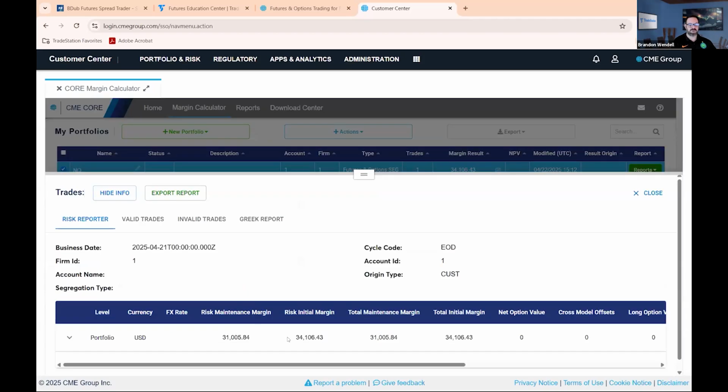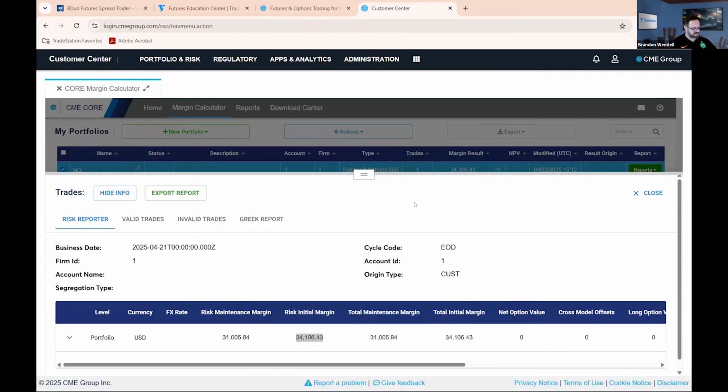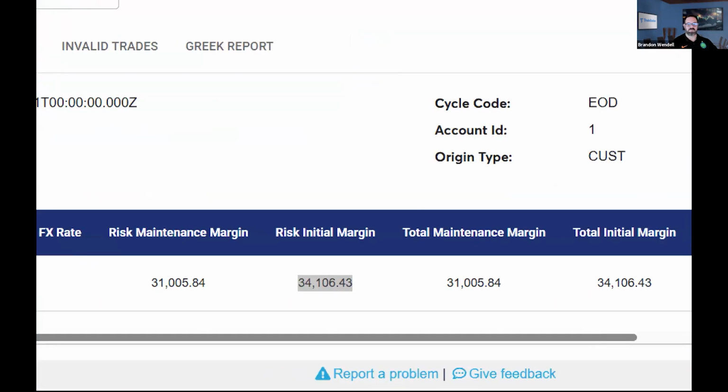And you can see that the overnight margin right now for the NASDAQ is $34,106. As a matter of fact, let me do something else here. Zoom in, that open. Let's see. Yep, it did. So you can see right there, my initial risk margin is 34,106.